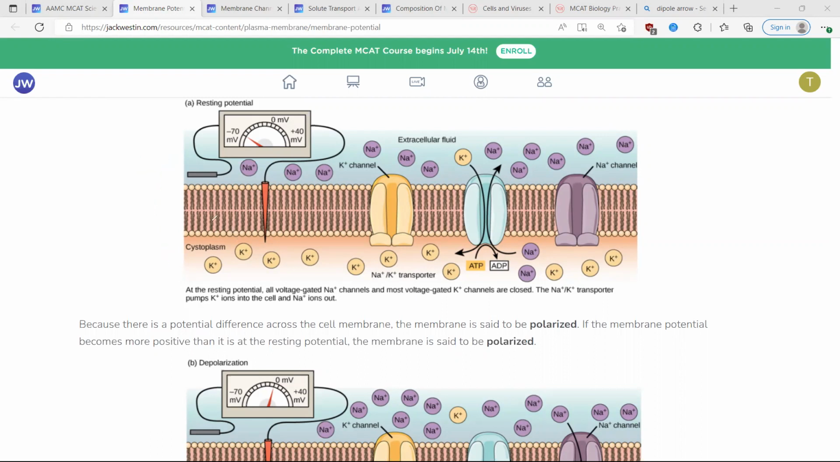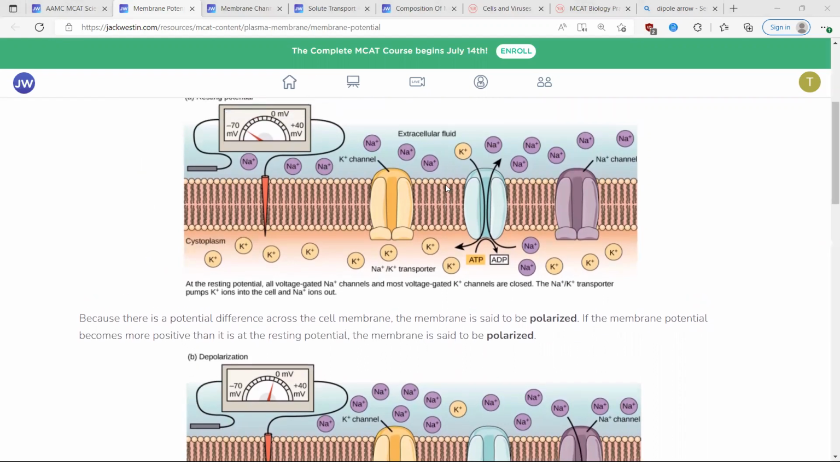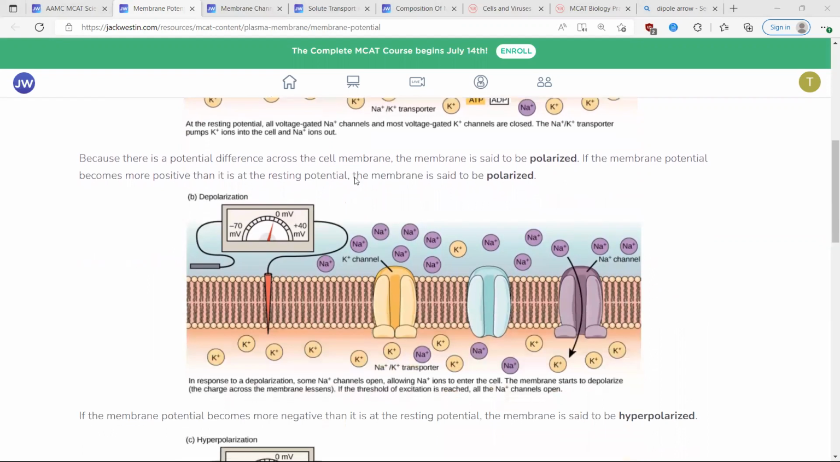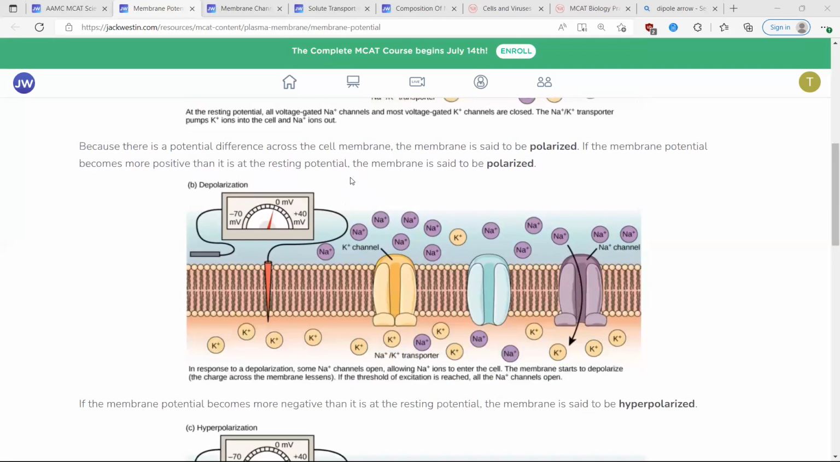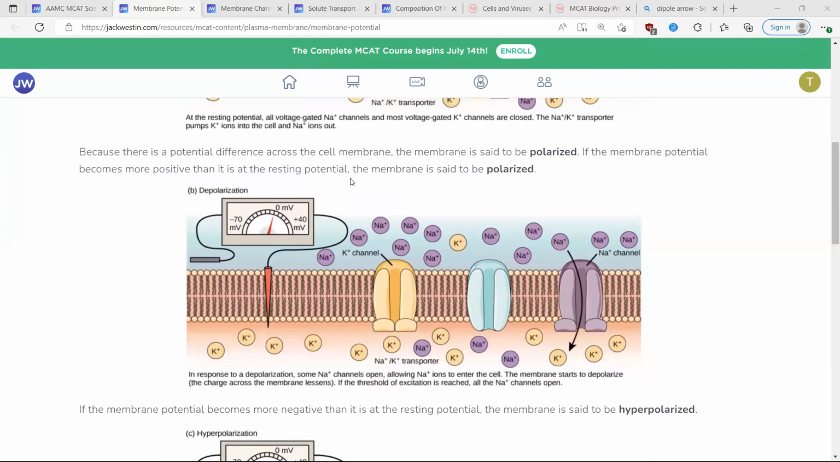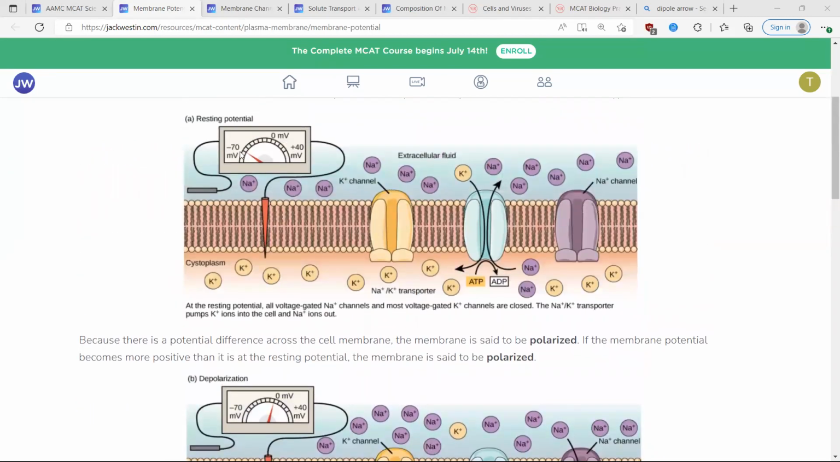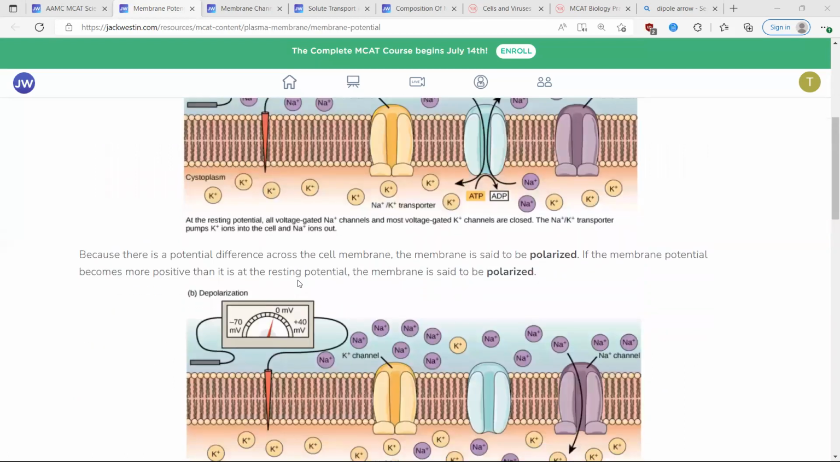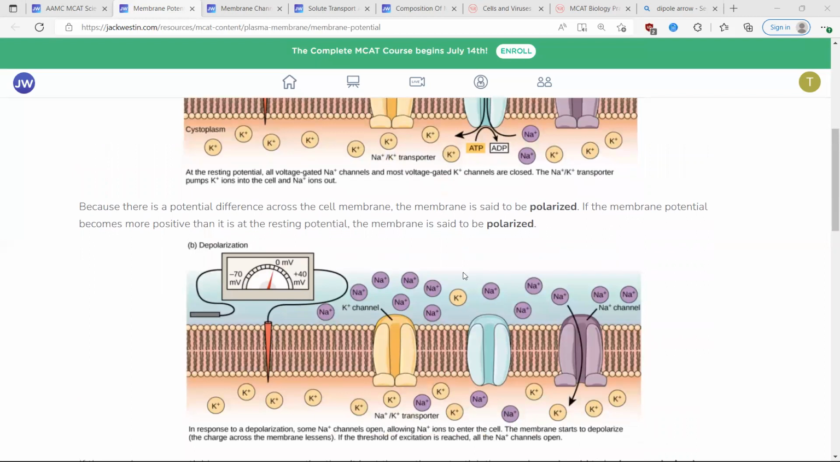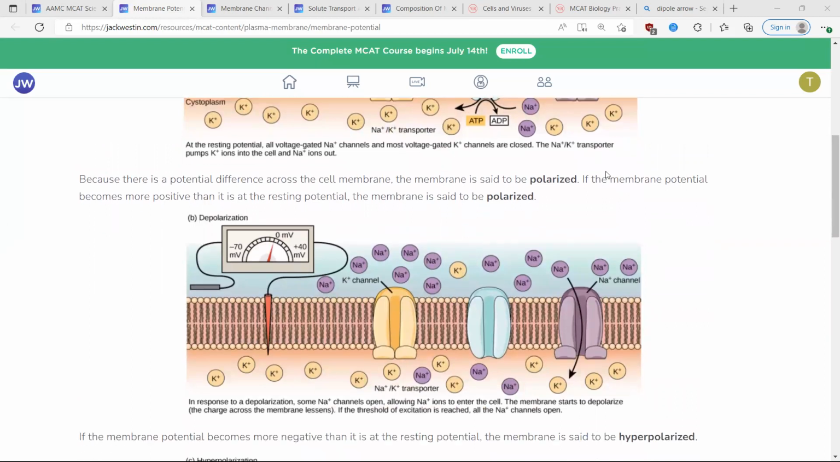But basically, the membrane is considered polarized. It's considered polar because it's at a negative charge. Now, the membrane can become depolarized. What that means is that it was originally negative, polarized, so to become depolarized, it becomes less negative, it becomes neutral. When it becomes neutral, we consider it depolarized. It was originally polarized, now it became depolarized.